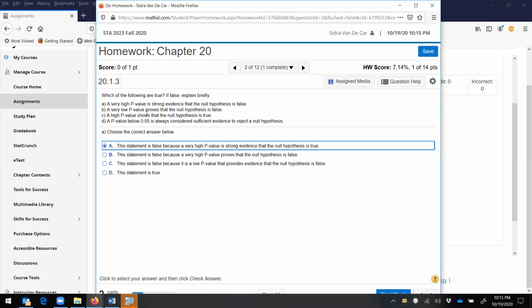All right. A very low p-value proves that the null hypothesis is false. No, this statement is false. But that's not the reason why. It's not because a high value proves it. A high p-value shows that the null hypothesis is true. This statement is false, not because of that, but because we can't ever prove the null hypothesis is true. A p-value below 0.5 is always considered sufficient evidence to reject a null hypothesis. That's not true. So this one's the closest one. The statement is false because a very high p-value is strong evidence that the null hypothesis is true.